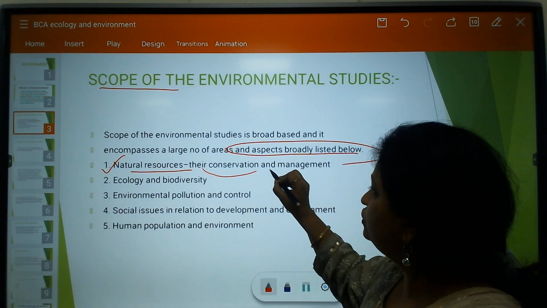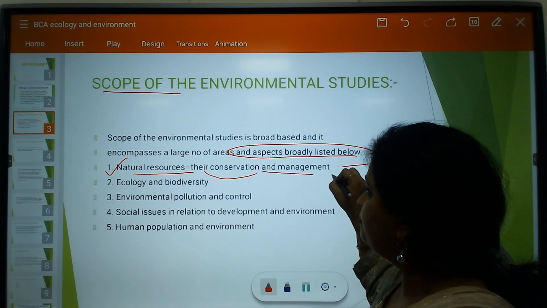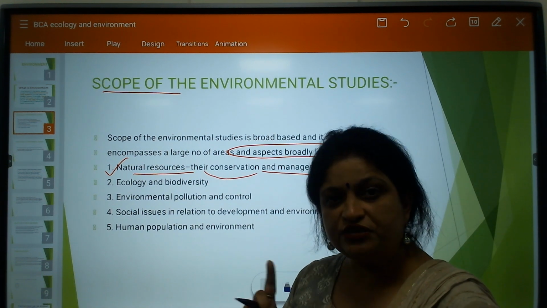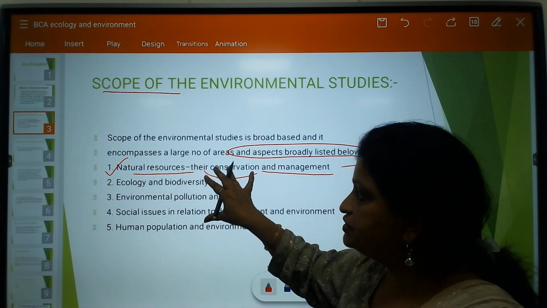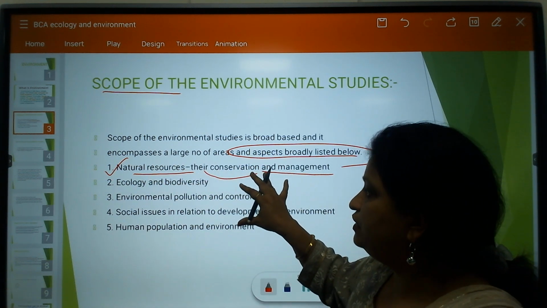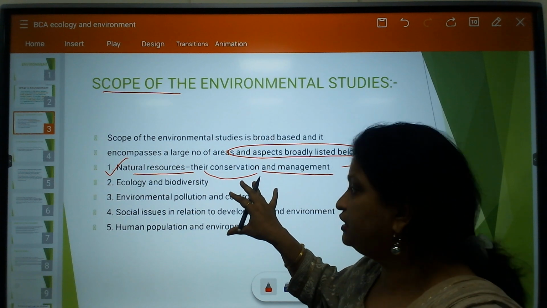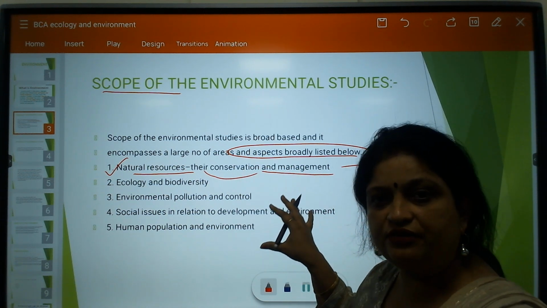Then we come to the conservation and management category. First of all, we have to identify what the natural resources are, and then we come to the secondary thing, their conservation and their management.